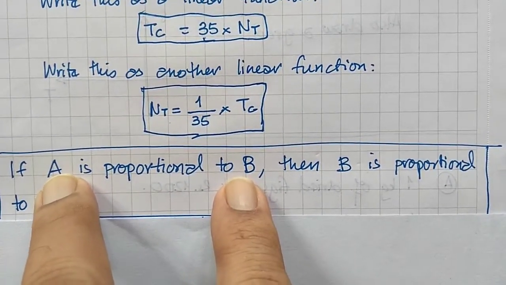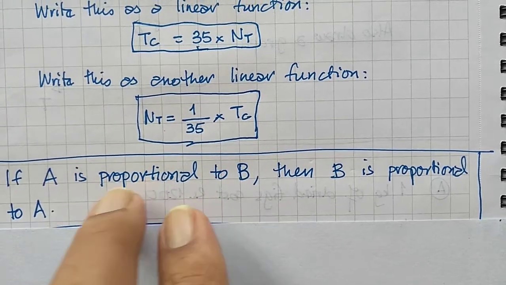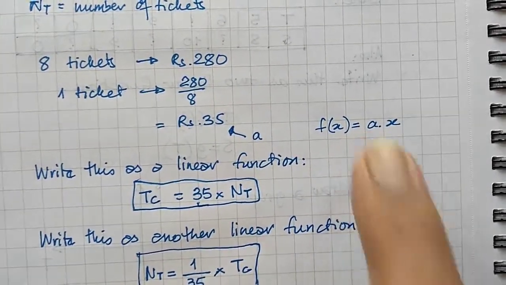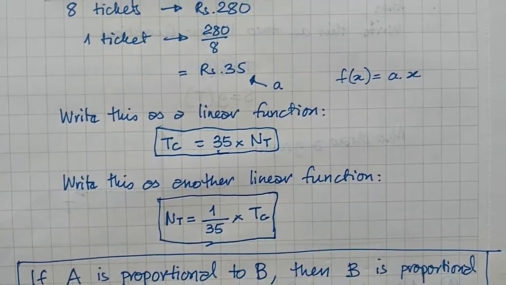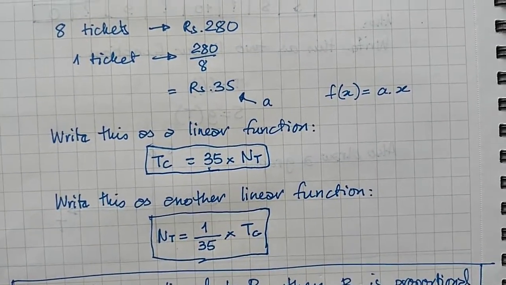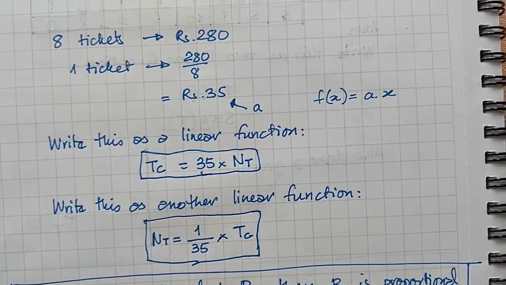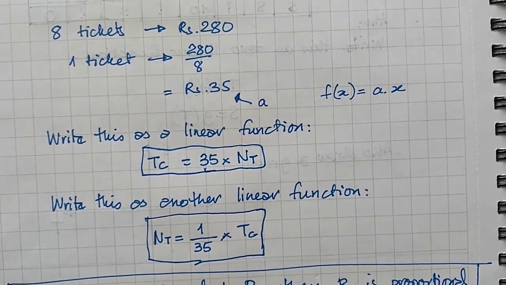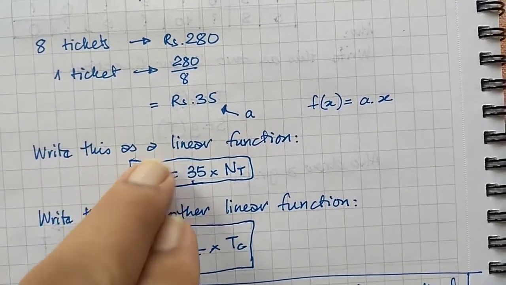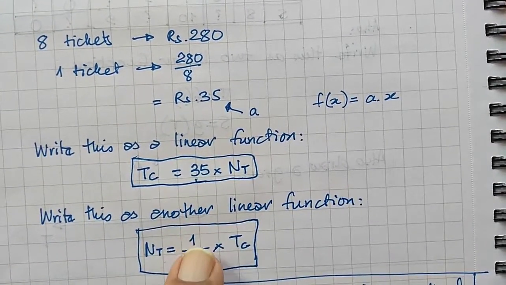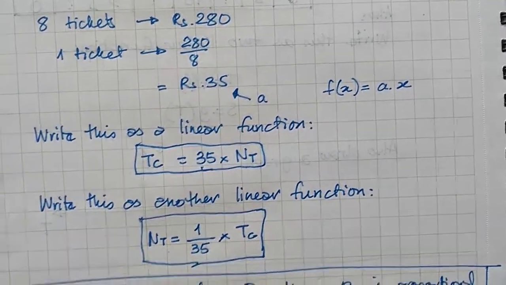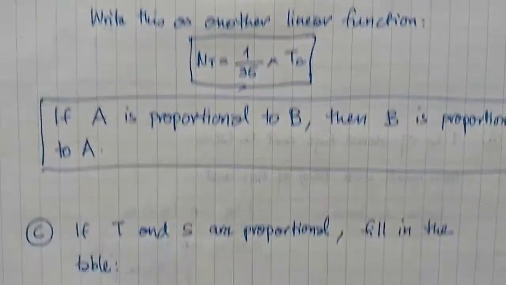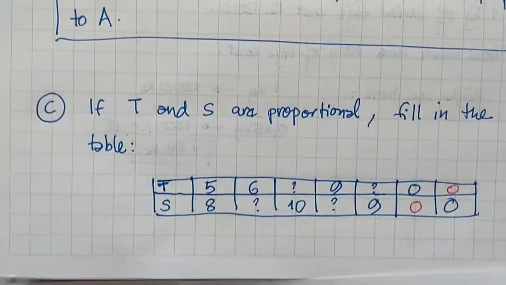A and B are linked in a certain proportionality, in a certain ratio, which is our a here. And B is proportional to A. So each one of these half statements, A is proportional to B and B is proportional to A, leads to a separate linear function. Okay. Now, let's come to the last problem.